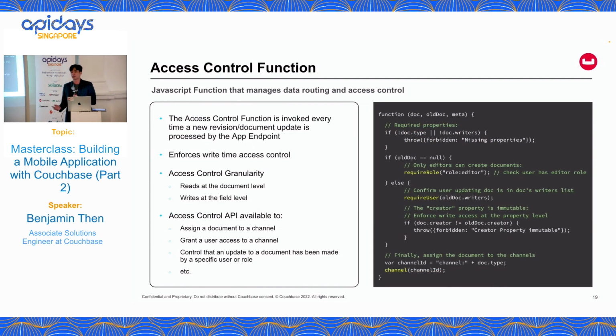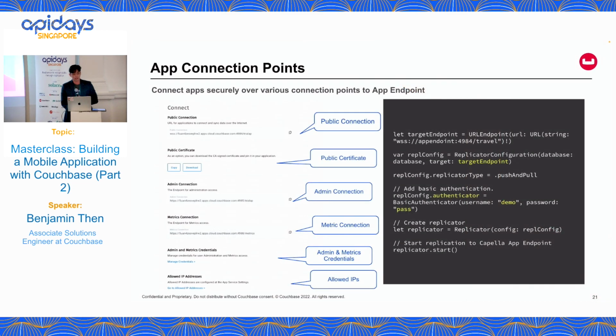There's an access control function for data validation, which I will cover later on during the demo. And when we're ready to connect, we simply hit the connect tab. For the demo, I'll be using the public connection, and you'll see what it's like.